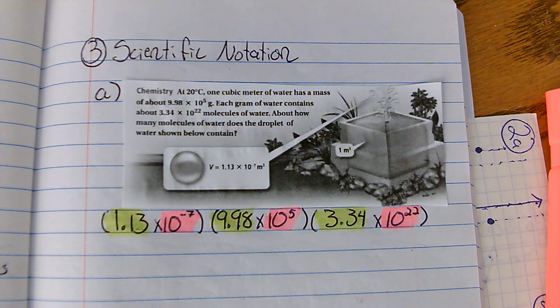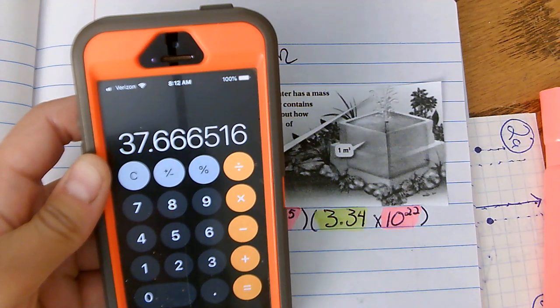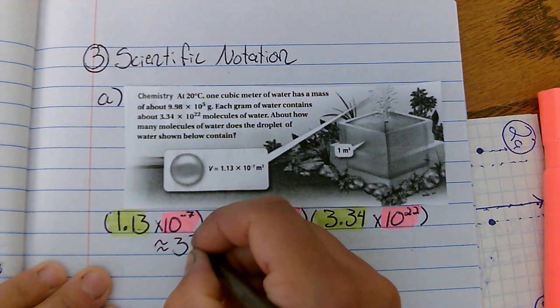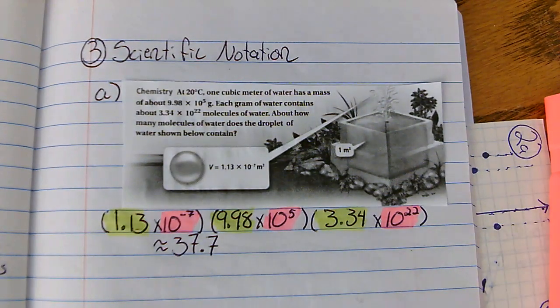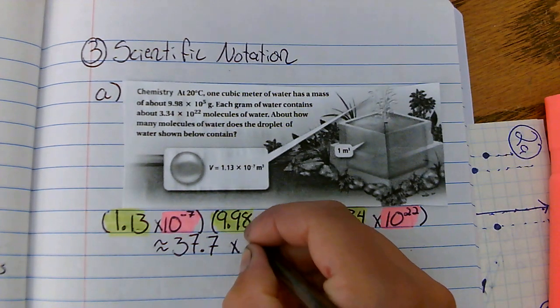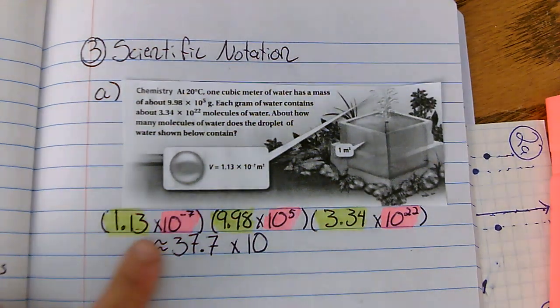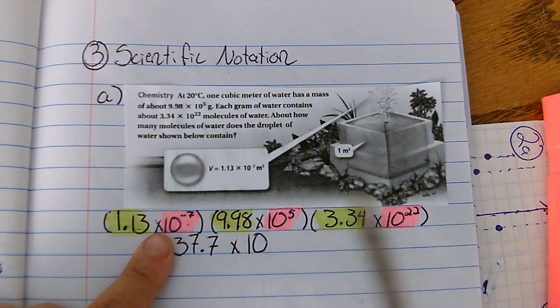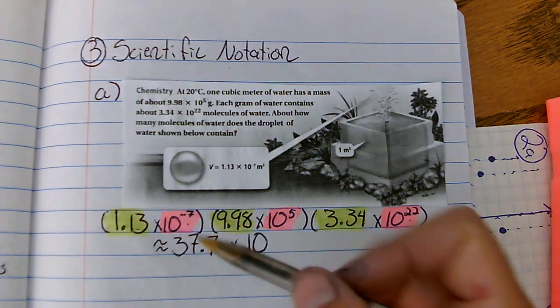So 1.13 times 9.98 times 3.34. Ooh, I've got a long number here. I'm going to round to the nearest tenth. So I'm going to round to 37.7. So about 37.7. Okay, now the powers of 10 should be pretty simple. We know that it's going to be the same base, so it has to be a power of 10. Okay, but then we need to add our exponents. So negative 7 plus 5 is negative 2. Negative 2 plus 22 is 20.